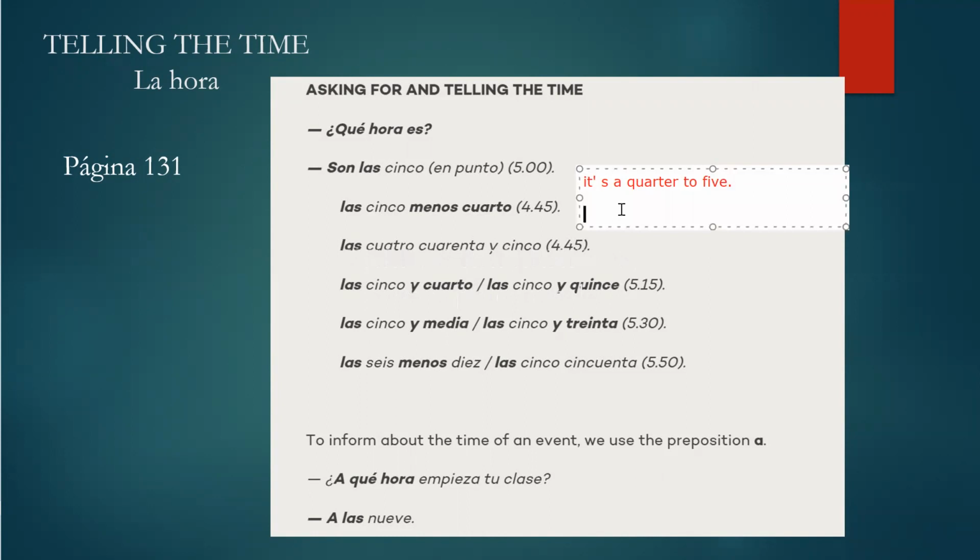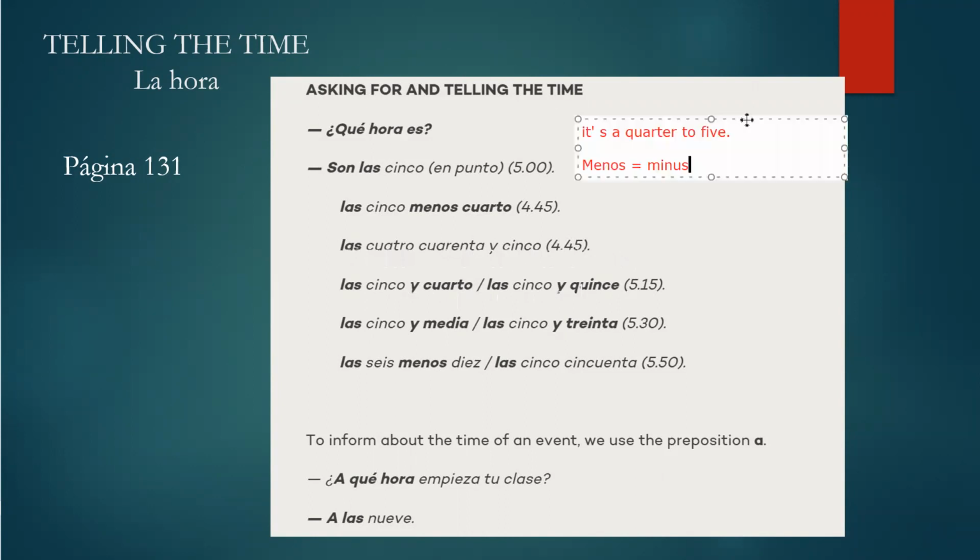So in Spanish, we can say this same thing here, but we need menos. The word menos means minus. You've probably seen it before, okay? When you were comparing two things, you would use the word menos, but now here it means minus. So you can say here, just the way it's written here. Son las 5, so it is 4:45, so you go ahead in time. I'm just going to rewrite it: son las 5 menos, minus, un cuarto.